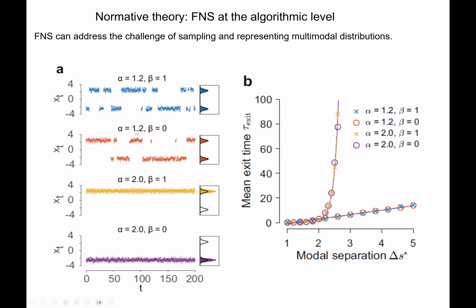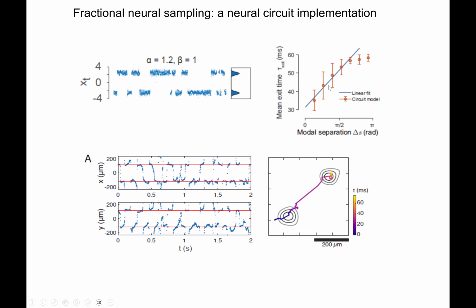But for Levy motion, we have these long jumps, right? So the pattern can freely switch back and forth between different modes to sample complex distributions. This is our theoretical prediction. Our theory predicts that if we increase the modal separation, which is the distance between the 2 modes, we will see a linear increase of the mean exit time. Mean exit time is the average time for the pattern to stay in one of those modes. However, for conventional theory, we would see an exponential increase. Then we look at testing this in our spiking neural circuit model.